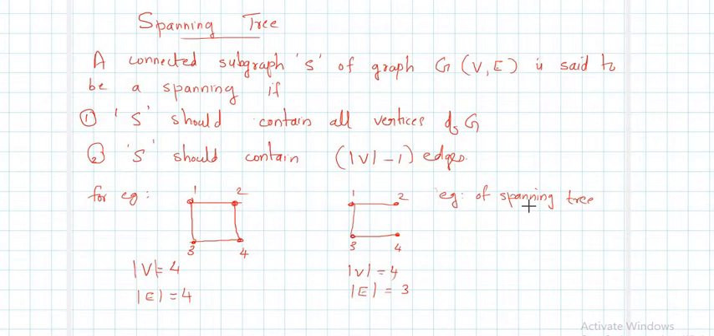In the example, there are 4 vertices 1, 2, 3, 4. Number of edges is 4. Then the given one is the spanning tree. Here the number of vertices is the same. Number of edges is 1 less than the number of vertices. So this is a spanning tree corresponding to this graph.